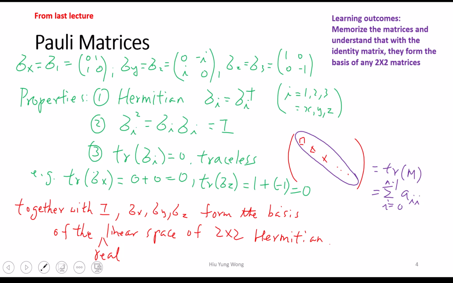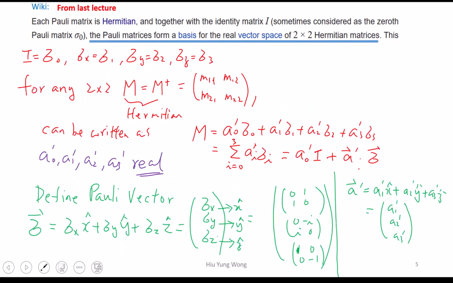And we also claim, as from last lecture, that any 2 by 2 Hermitian matrix can be expressed as a linear combination of these Pauli matrices and also the identity matrix. So basically I call I equal to sigma 0, and I have sigma 1, sigma 2, sigma 3. So that has 4 degrees of freedom. They become the basis of another space.